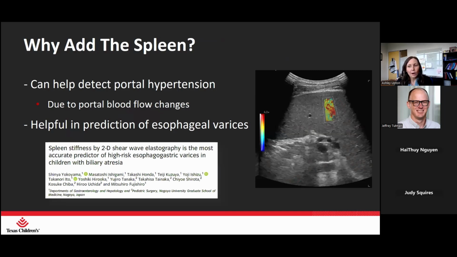So why add the spleen? Well, when portal pressures increase with portal hypertension, blood flow begins backing up into the splenic vein, causing splenic congestion, increasing not only the spleen size, but also the spleen stiffness. As the spleen stiffness trends up, so does the risk of a significant GI bleed. And there are articles that actually support spleen stiffness being more accurate at detecting portal hypertension and esophageal varices than liver stiffness.